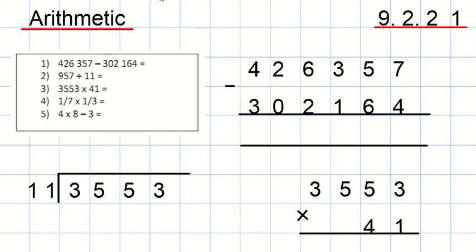We've got 426,357 subtract 302,164. So I've set up my column method here, my column method for subtraction, and I'm ready to begin over in the ones. 7 subtract 4 is 3. 5 subtract 6, I need to exchange to be able to complete that calculation. 15 subtract 6 is 9. 2 subtract 1 is 1. 6 subtract 2 is 4. 2 subtract 0 is 2. 4 subtract 3 is 1.